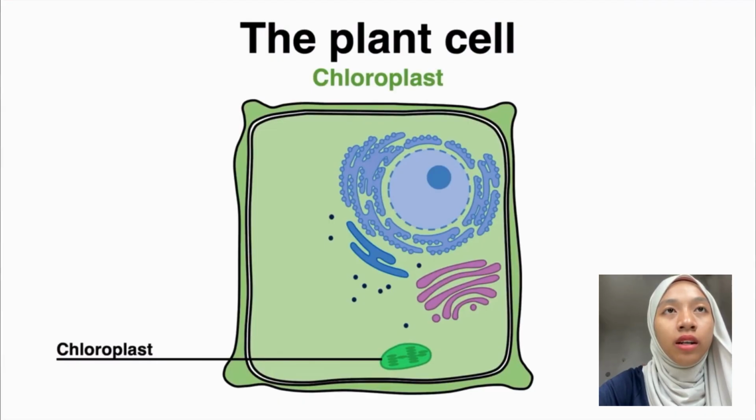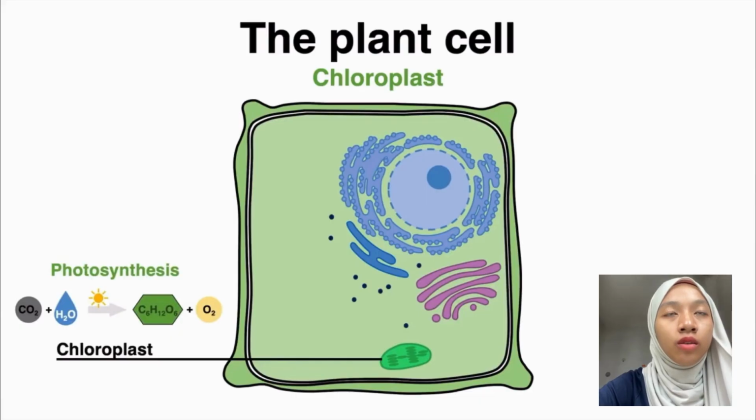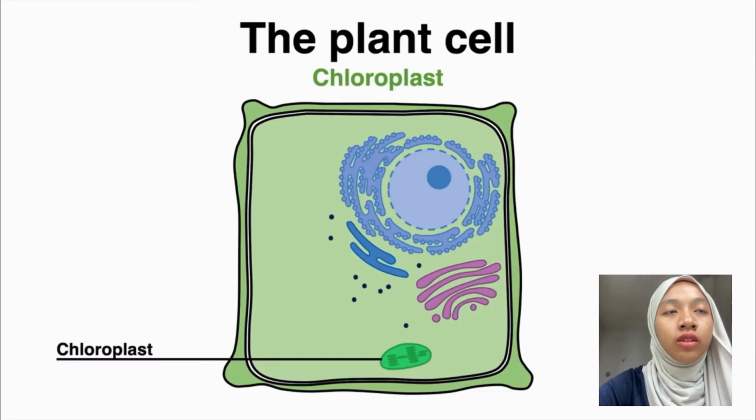Chloroplasts are one of the most important organelles in plant cells. They contain a green pigment called chlorophyll, which captures sunlight and allows plants to carry out photosynthesis. Photosynthesis is the process where plants convert sunlight, water, and carbon dioxide into glucose, which is their food, and oxygen, which is released into the air.